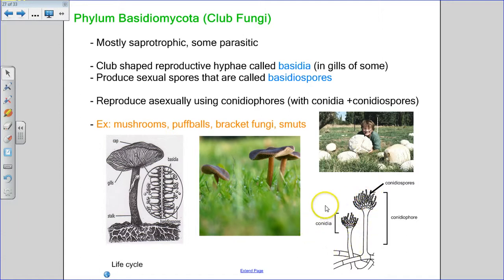So some examples of Basidiomycota mushrooms. These are truffles. Puffballs, you know those puffballs that if you step on them when you're outside, this puff of gray stuff whooshes out of it. Well, you're spreading the spores of the puffball at that point, but yeah, that's a puffball. Bracket fungi are also included, as well as smuts.